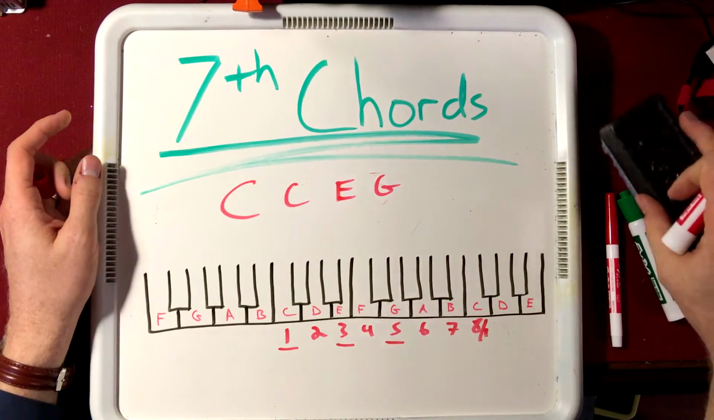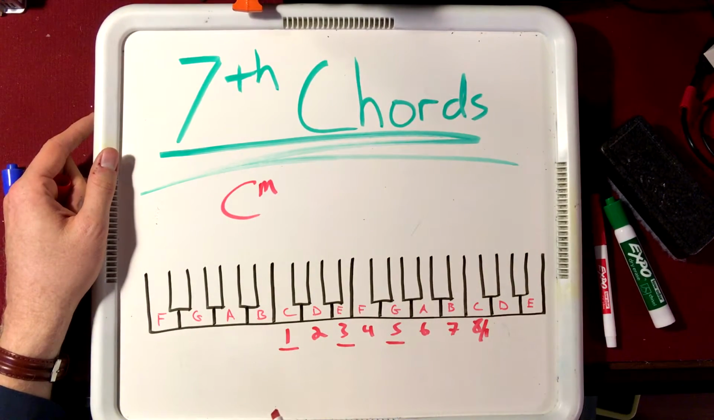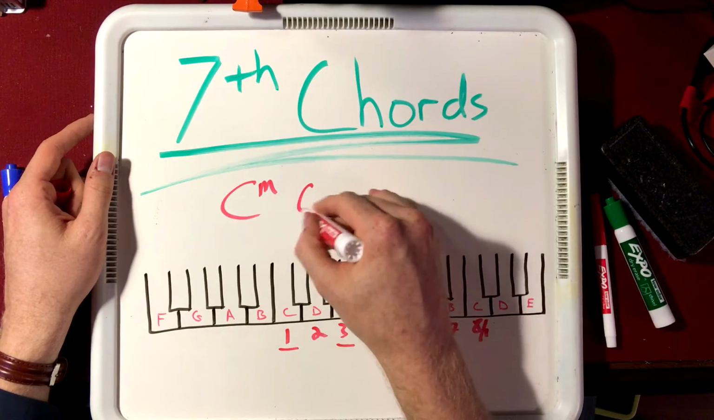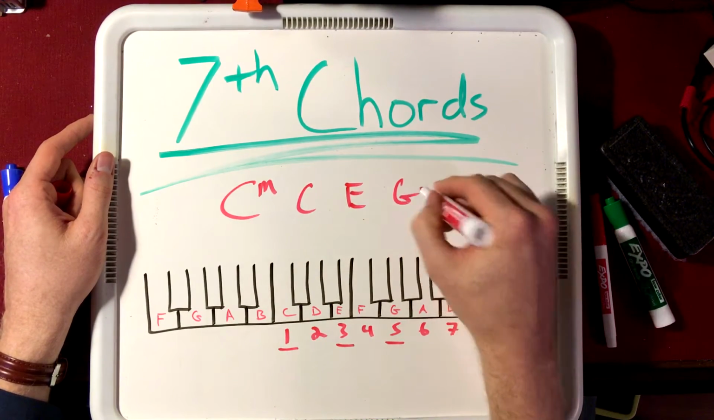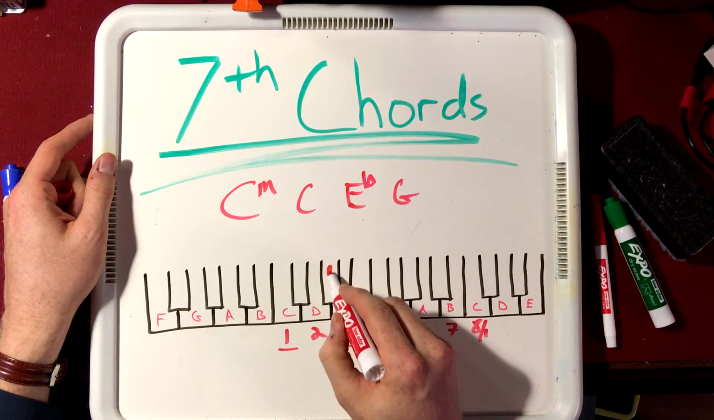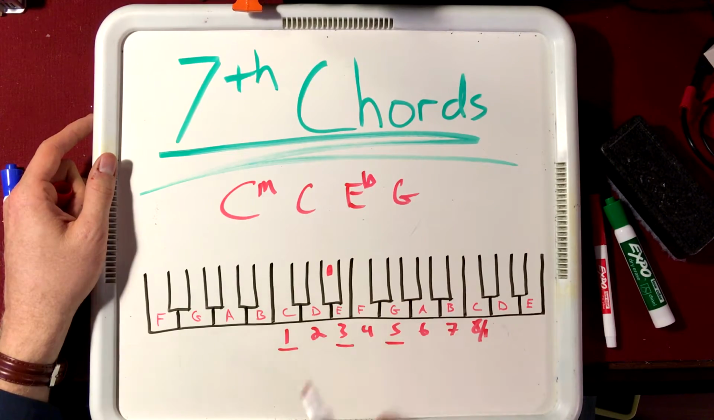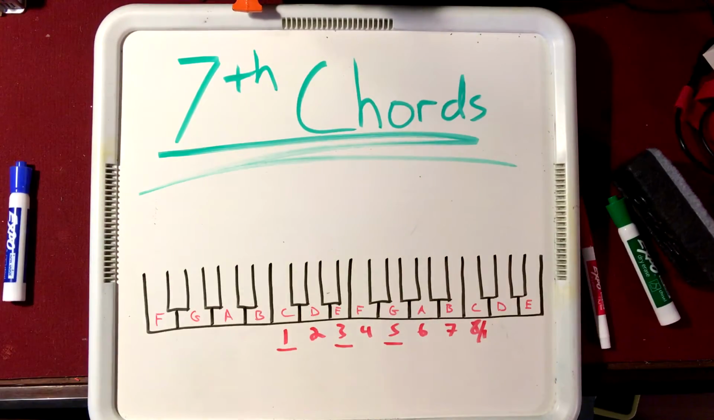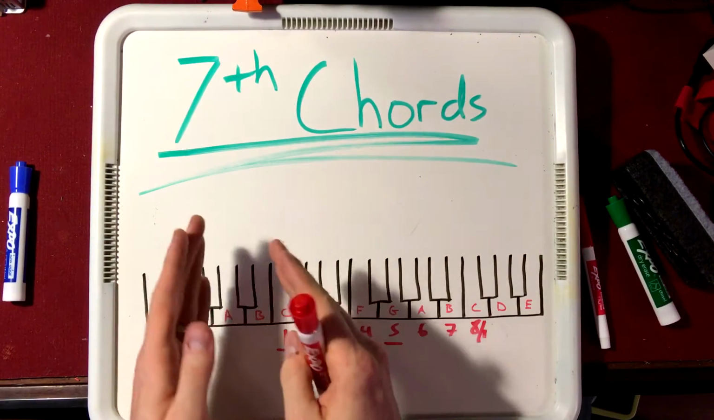Now sometimes you'll see a minor chord, and all that's saying is to play the 1, the flat 3, and the 5. So instead of playing C, E, and G, we're going to play C, E flat, and G. Okay, so we're playing this note instead of this note here. Just so you know, the major is 1, 3, 5, the minor is 1, flat 3, 5.